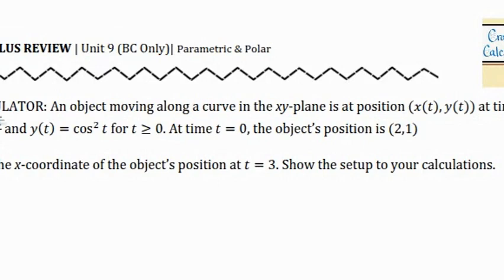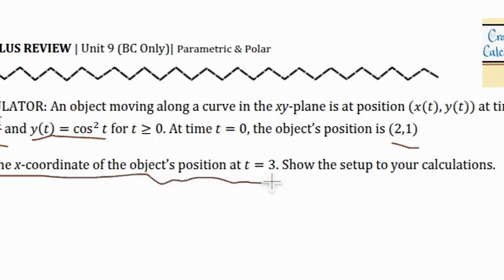So for the parametric FRQ, we're given that an object is moving along a curve in the xy plane at position x of t, y of t at time t, with dx over dt equal to this and dy over dt equal to this. We're also given that at time t equals 0, the object's position is 2, 1. We're asked to find the x coordinate of the object's position at t equals 3.